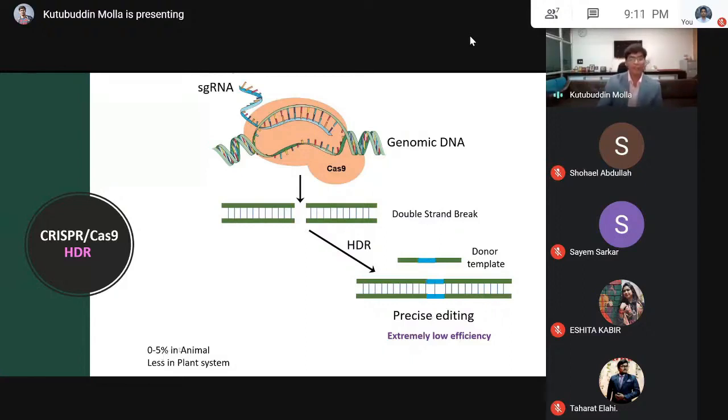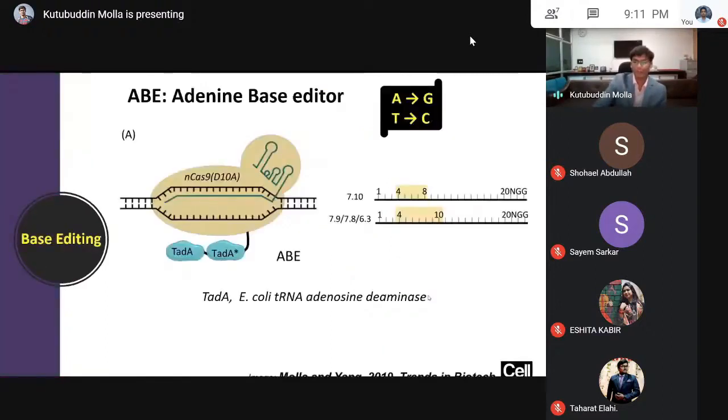In animals, there are reports that it ranges from 0 to 5% editing. So this is very, very low in efficiency. But in plant systems, it is much lower, because the plant cell has a cell wall barrier, so it is very difficult to supply this donor template in adequate amounts for this kind of precise editing. But base editing actually solved this problem of precise editing. This is the adenine base editor; as I told you, it could make A to G in one strand, and in the opposite strand, it could make T to C changes.